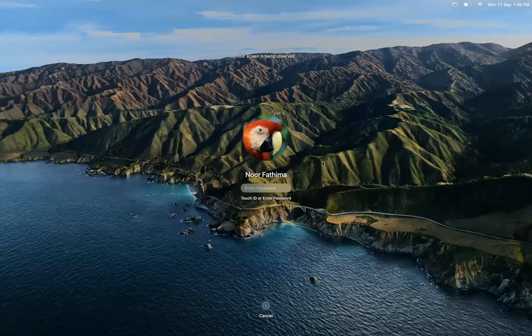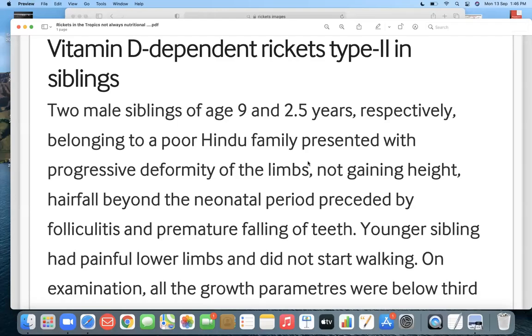Vitamin D dependent rickets type 2 in siblings. Two male siblings of age 9 and 2.5 years respectively, belonging to a poor Hindu family, presented with progressive deformity of the limbs, not gaining height, hair fall beyond the neonatal period preceded by folliculitis, and premature falling of teeth. Okay, the hair fall is preceded by folliculitis, and they had progressive deformity of limbs and not gaining weight.